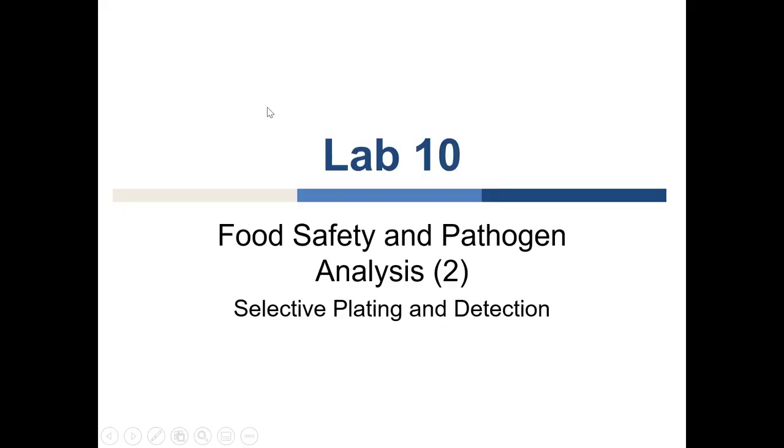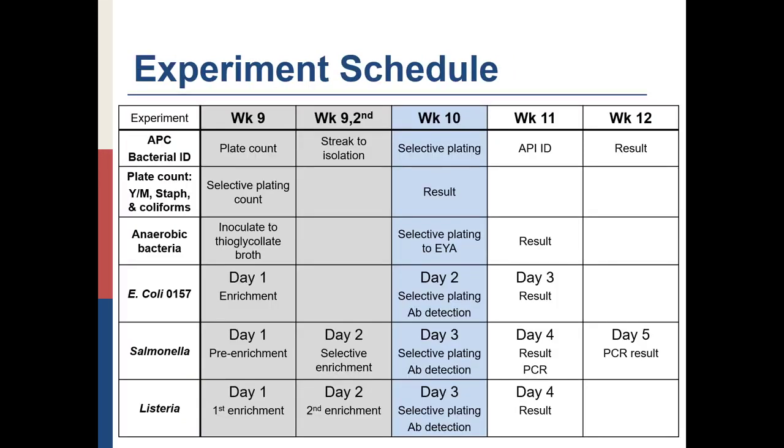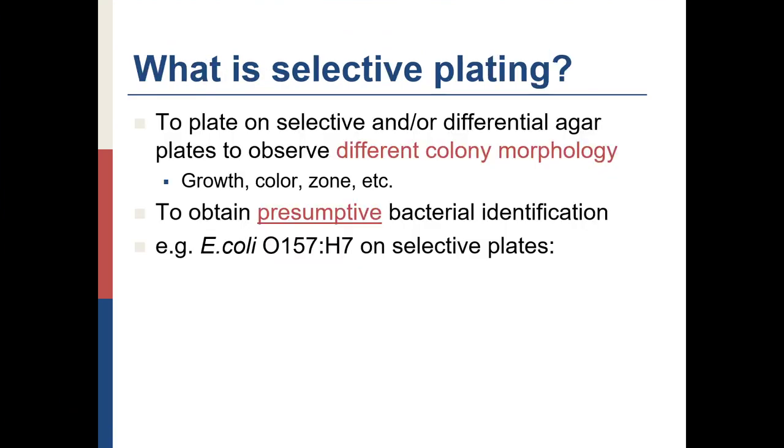Okay, so food safety and pathogen analysis. These are the things that we would have been doing, but we're not. The whole point of selective plating or differential is really to observe different colony morphology. With selective, only certain organisms are going to be able to grow on that plate, so that's going to cause it to look different than another organism.